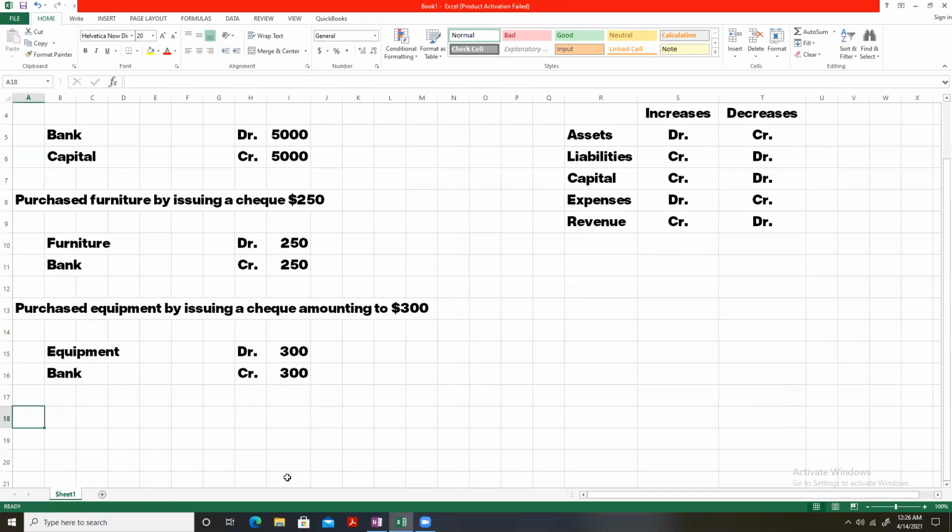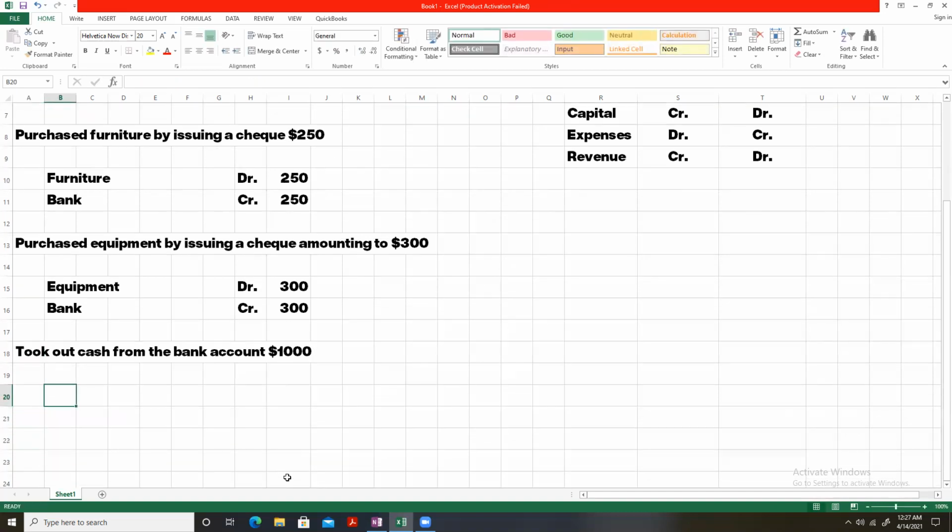Now, took out cash from the bank account. How much cash? Let's suppose $1,000 cash is taken out of the bank account.